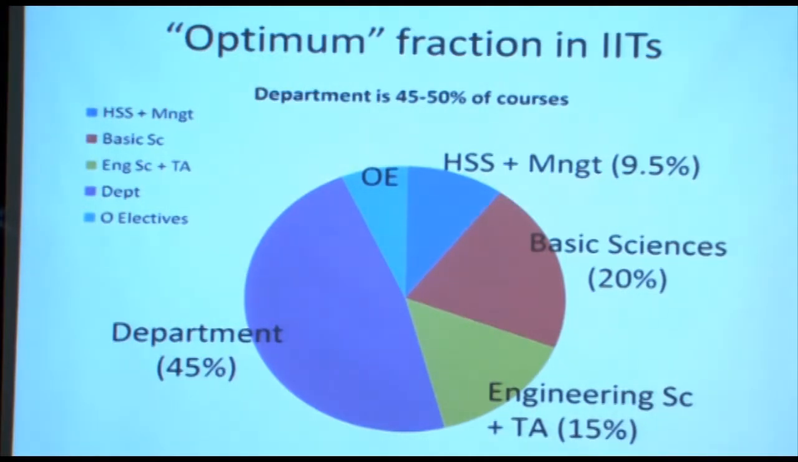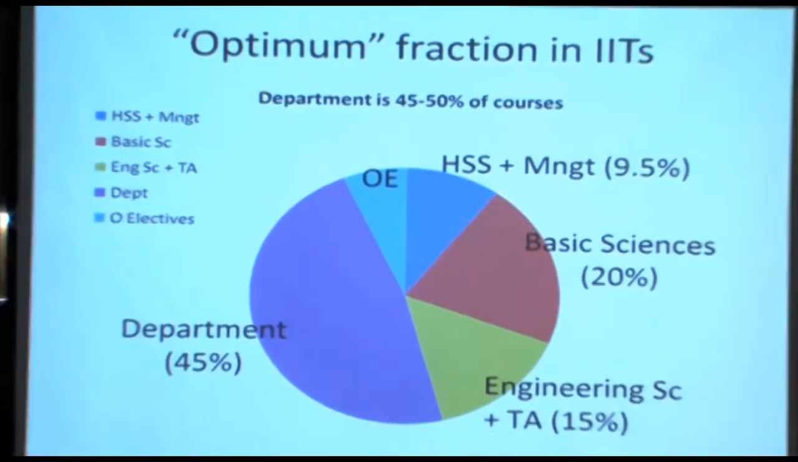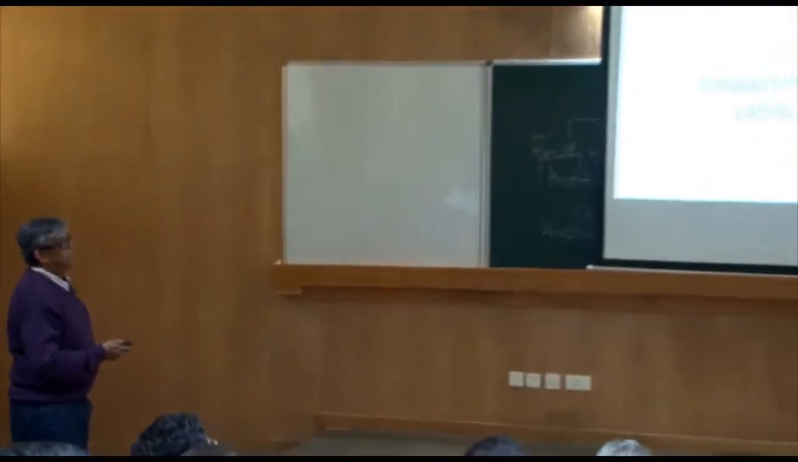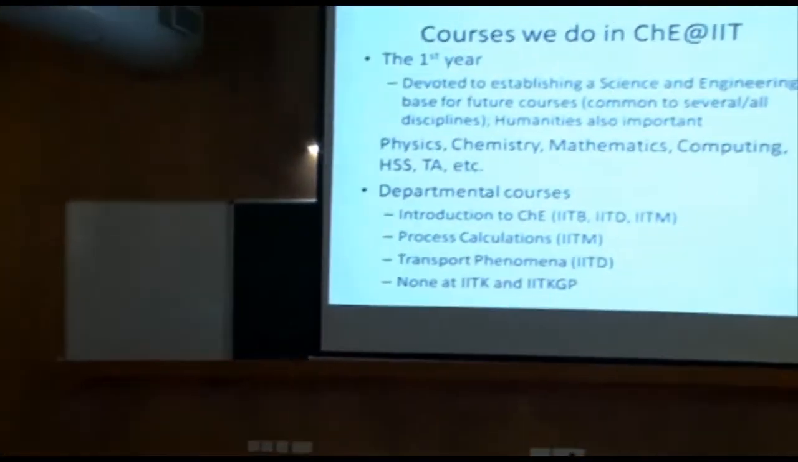And then we have a component out of this 45% where the student can choose what he wants to learn, based on the advanced knowledge he wants to acquire. So there is the core, the base, in terms of the courses which one wants to do. And on top of that is the advanced knowledge which he wants to acquire in terms of the advanced courses, in terms of electives.